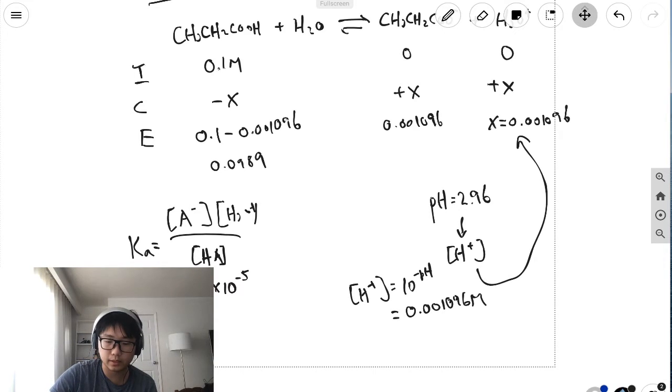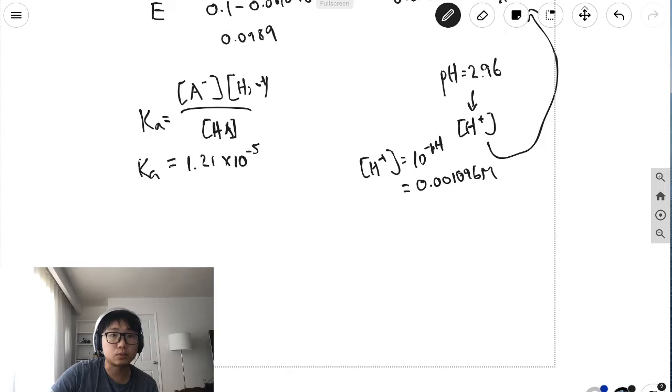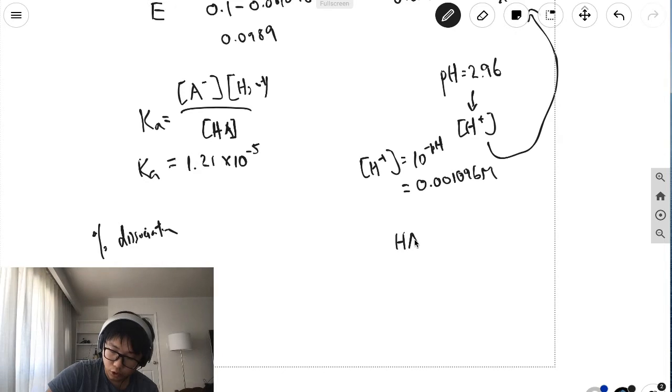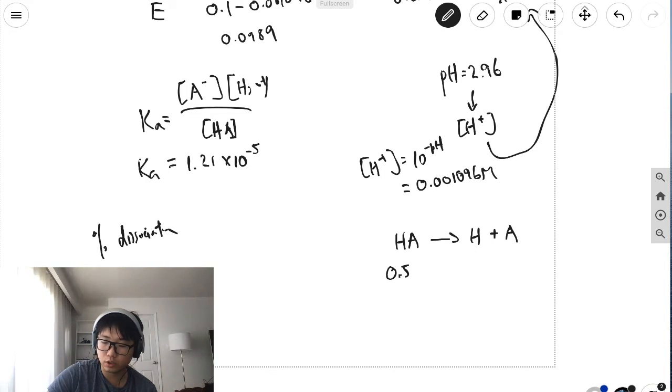Okay, next part of the same problem says what is the percent dissociation. So think back to my strong acid equation. If I have a strong acid, HA, I'm going to dissociate that to H plus and A minus. Think about it like this: 0.5 in this strong acid is going to give me how much H plus? It's a strong acid, such as maybe HCl. How much H plus is that going to make me?